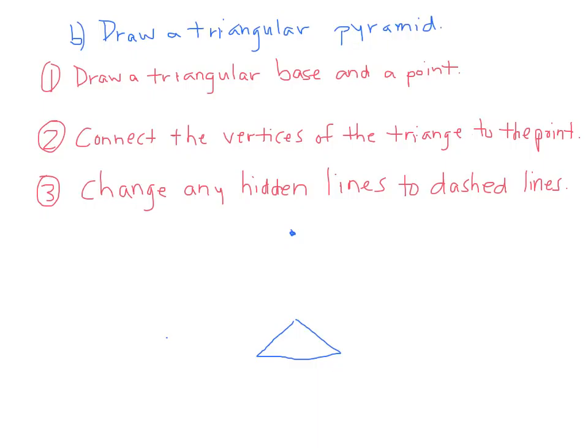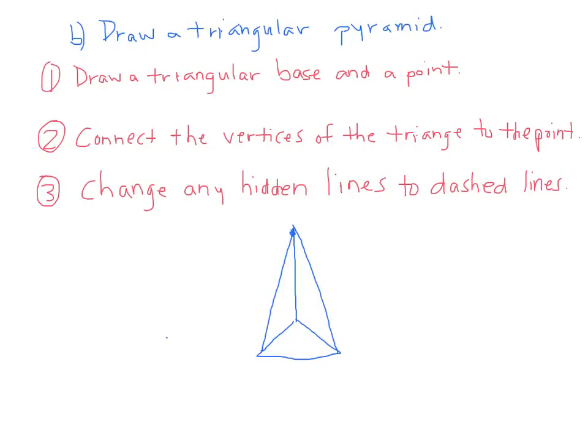Then you're going to connect the vertices of the triangle to the point. So very carefully, wow, that was bad. I'll try that over again. This is not very easy on the iPad. You're just going to draw your lines from your vertices. So your figure should look like this.